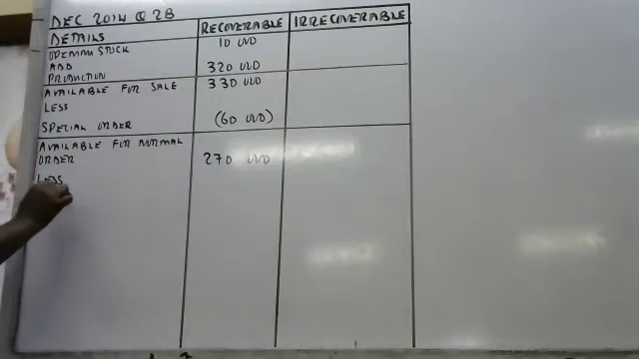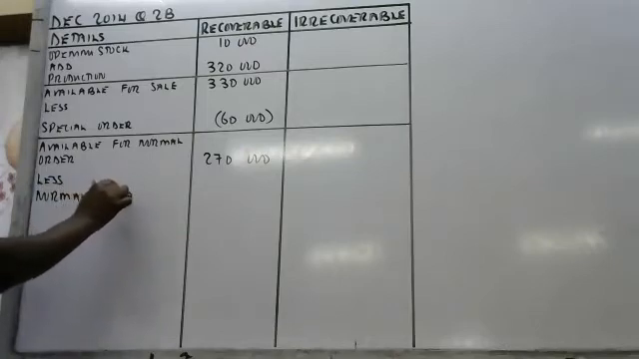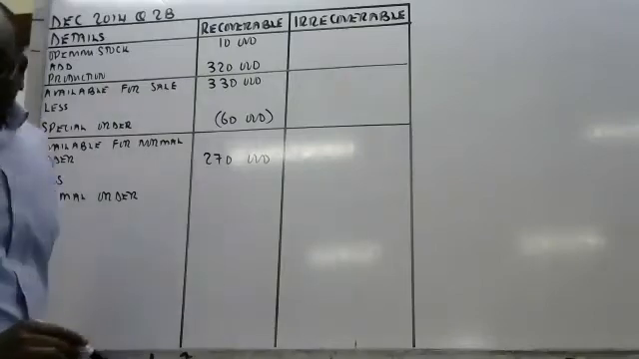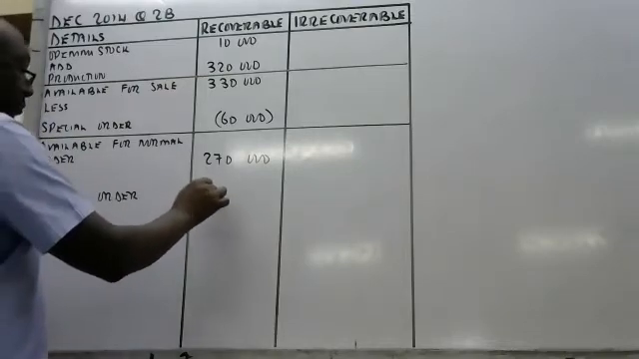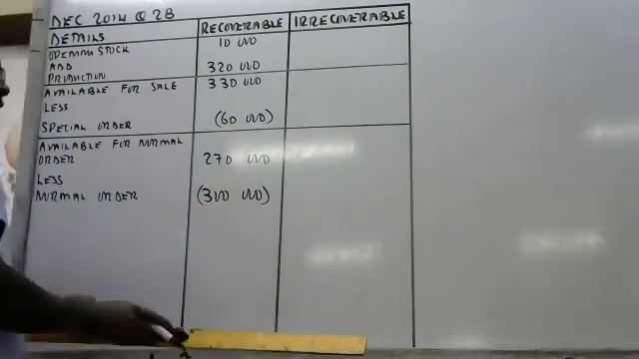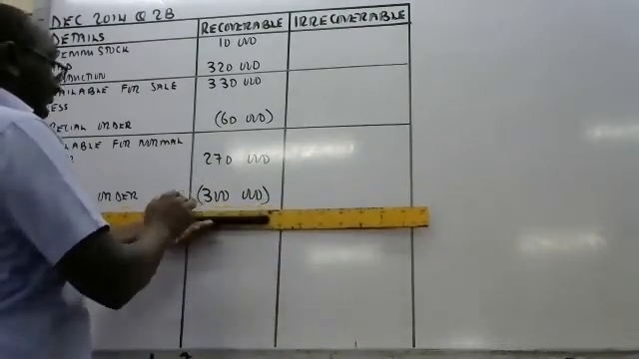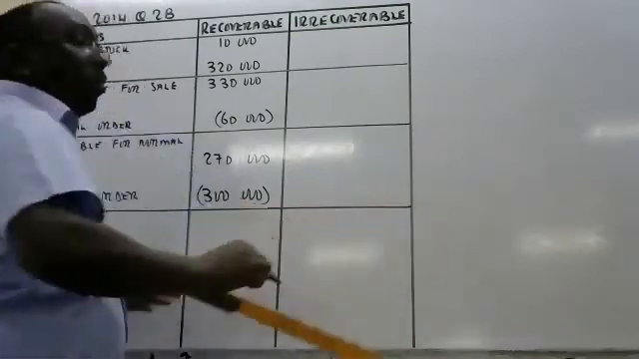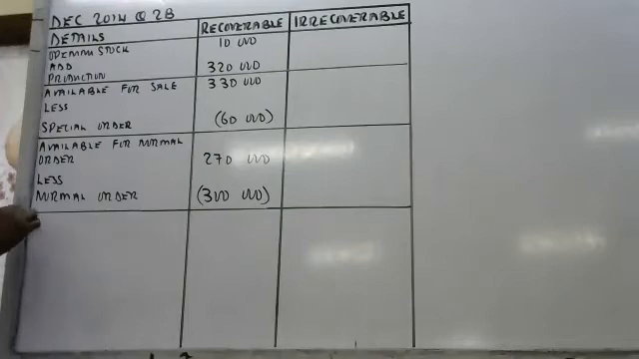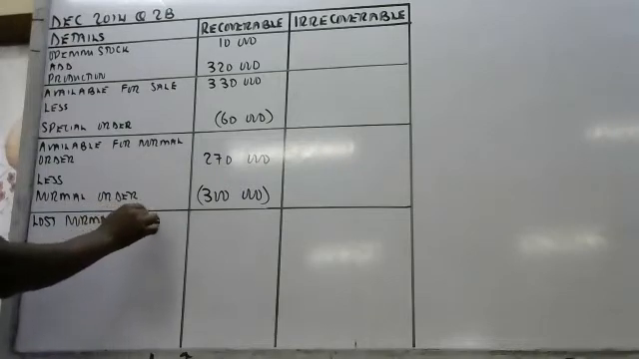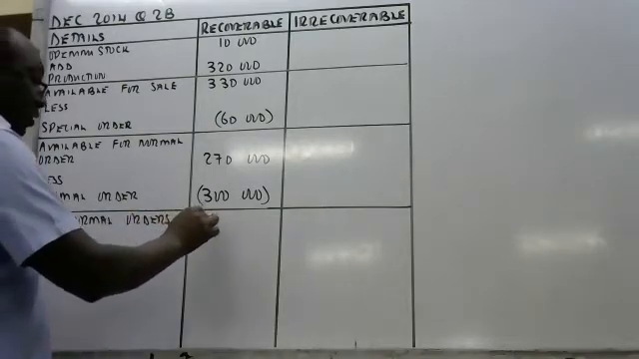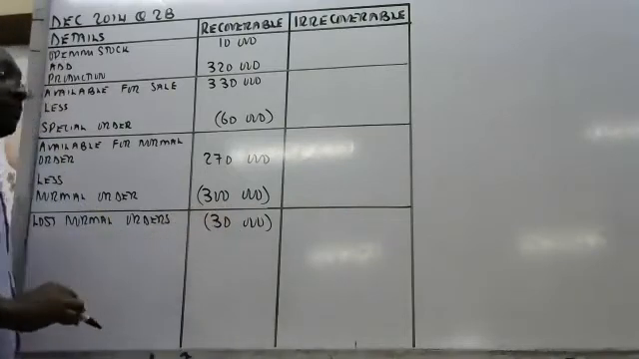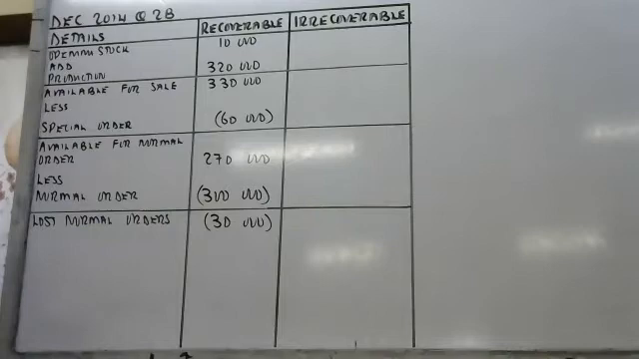Then you less normal order. And normal order, according to information 3, is 300,000. So when you less that, what you get is lost normal orders, because we'll have a deficit. We are going to have a shortage of 30,000. So 30,000 customers will miss.